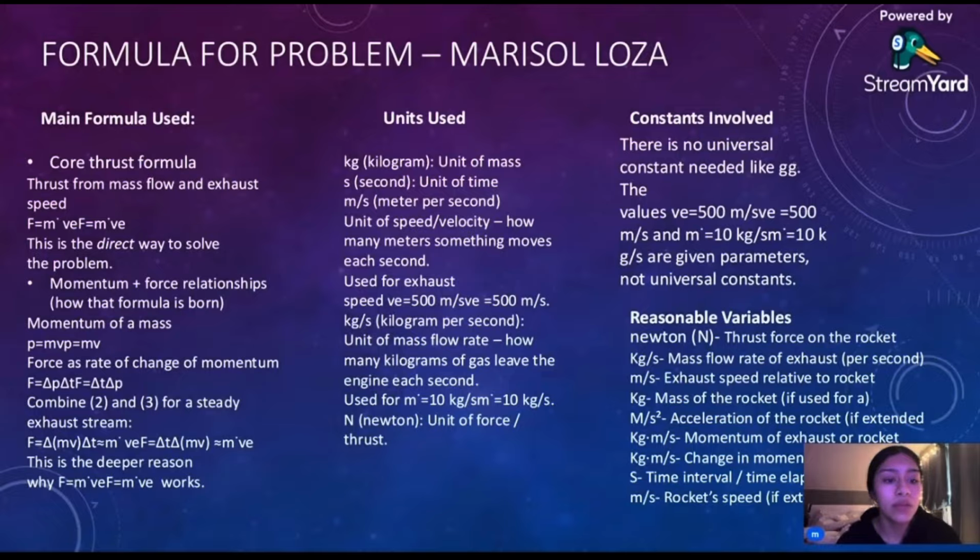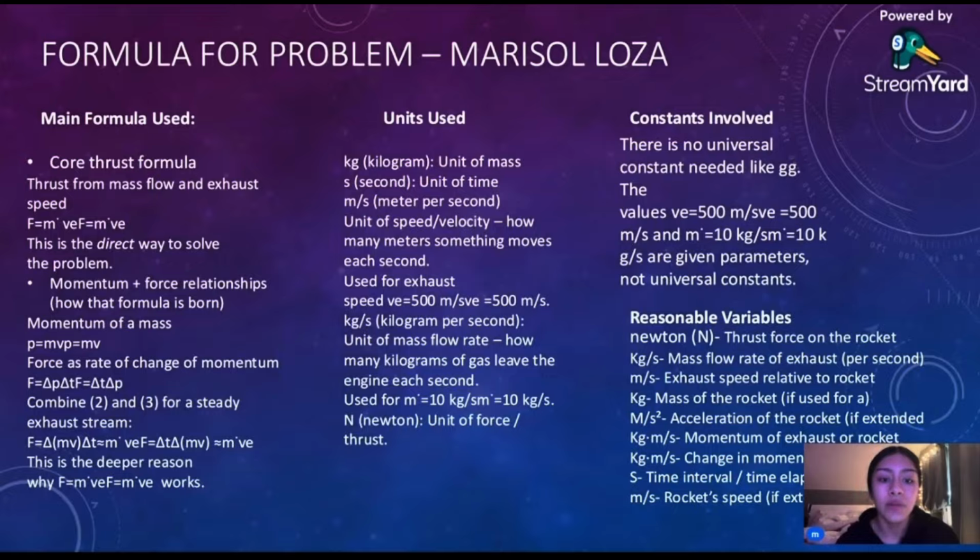Momentum of mass, p equals mv. Force as a rate of change of momentum. Combine 2 and 3 for a steady exhaust stream. This is a deeper reason why F equals m times v works. Units used: kilogram, unit of mass; second, unit of time; m/s, meter per second, unit of speed or velocity, how many meters something moves each second. Used for exhaust speed, VE equals 500 m/s.